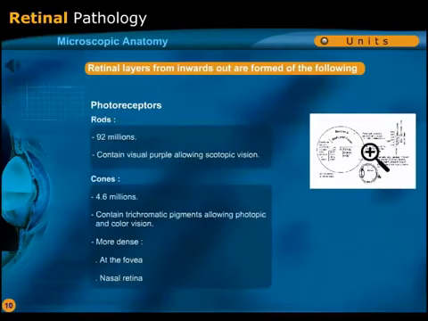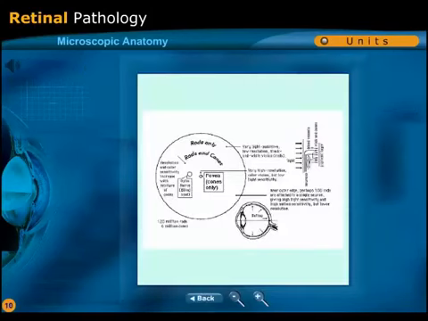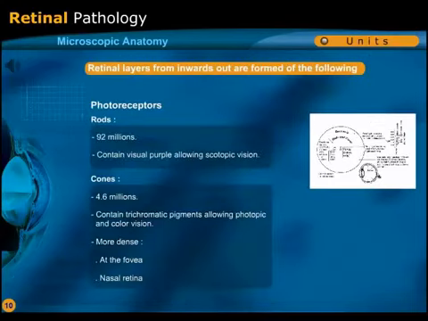Photoreceptors: rods, 92 million, contain visual purple allowing scotopic vision. Cones, 4.6 million, contain trichromatic pigments allowing photopic and color vision. More dense at the fovea and nasal retina.